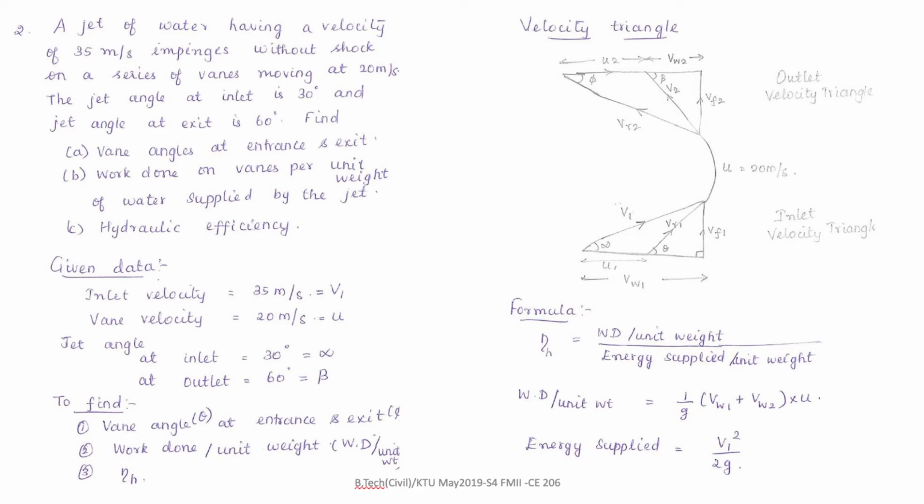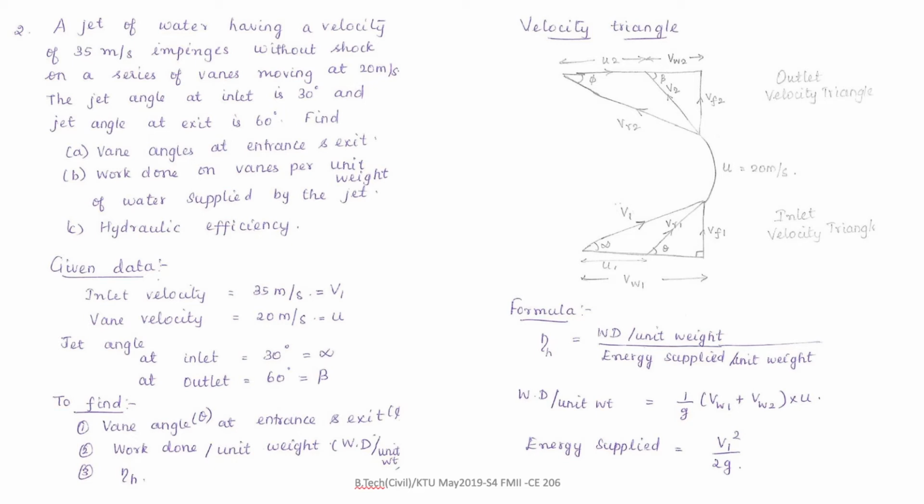The first one is theta. Tan theta is equal to Vf1 divided by Vw1 minus U1. Whatever you want, you can write. I have taken only tan theta is equal to Vf1 divided by Vw1 minus U1. If you want, you can take sin theta, or you can take cos theta.